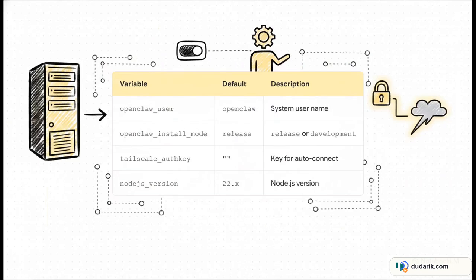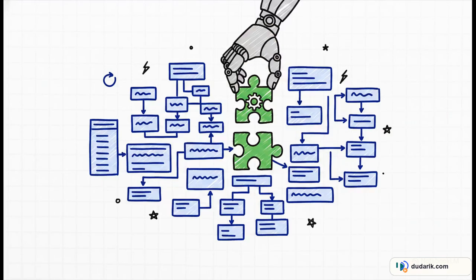And you can tweak all sorts of things with variables. You can change the username, switch between those install modes we just talked about, or even give it a Tailscale key so your new server automatically joins your private network. You can do all this without ever touching the playbook's code itself. And this is huge for professional teams. This isn't just some one-off script. It's published as a proper Ansible collection. That means if your company already uses Ansible to manage its servers, you can plug this right into your existing system to deploy and manage OpenClaw instances across your whole organization.